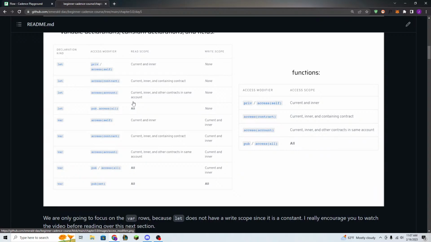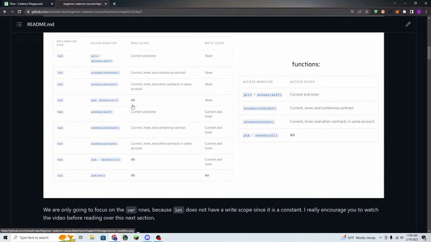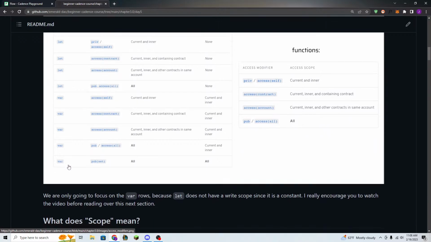And the read scope is actually exactly the same as it is for the var variables. So for the sake of this lesson, we're going to completely ignore all the let rows because it's the same as the var rows, except there's just no write scope. So if you understand var, then you'll perfectly understand let. Okay, so let's just take a look at these var rows right here.